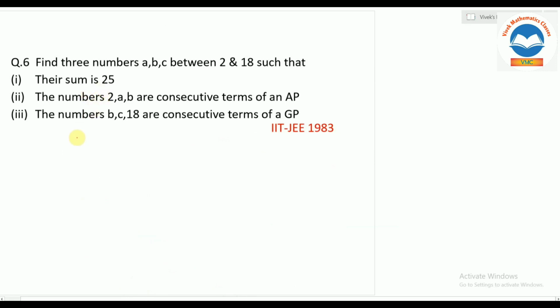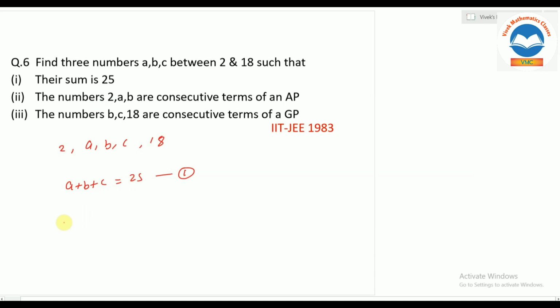Find 3 numbers A, B, C between 2 and 18. In between 2 and 18 you have to find A, B and C such that their sum is 25. It means A plus B plus C should be 25. This will be our equation number 1.